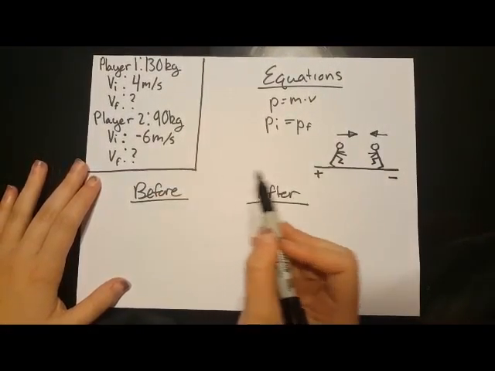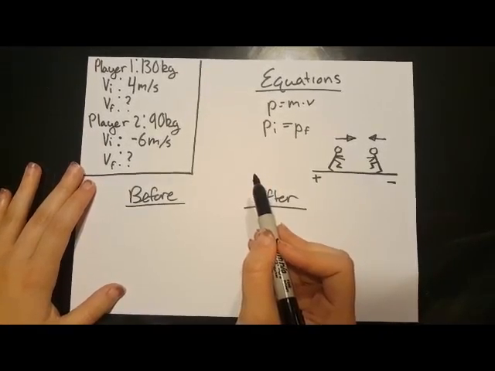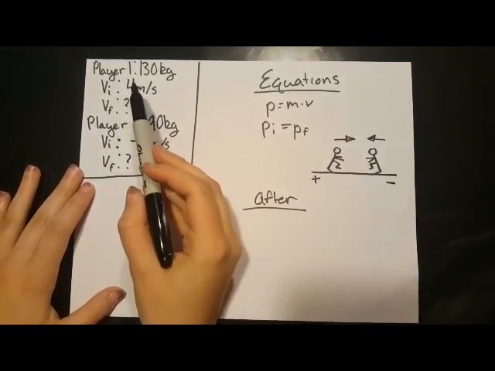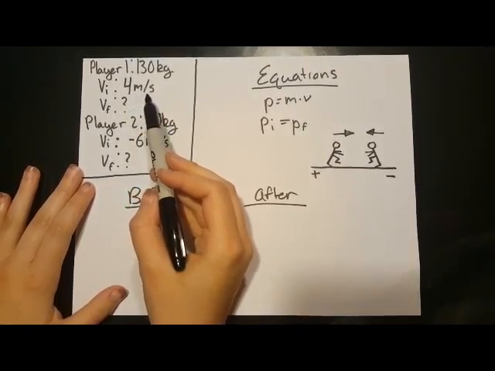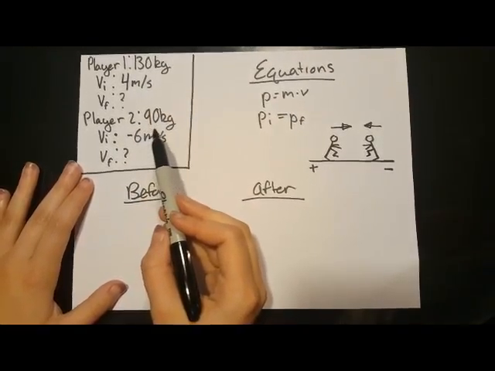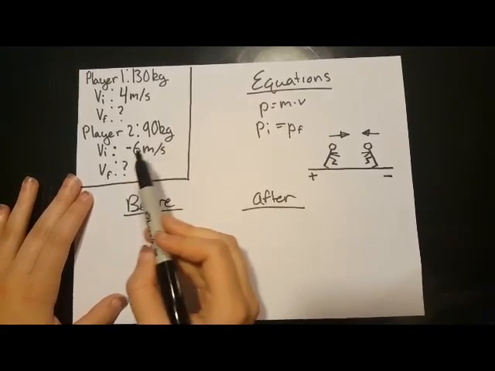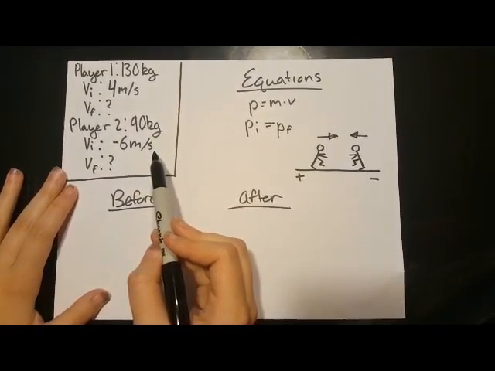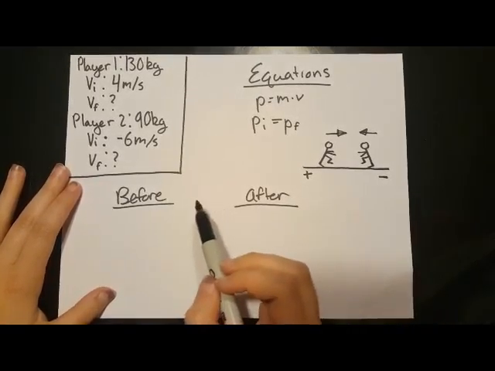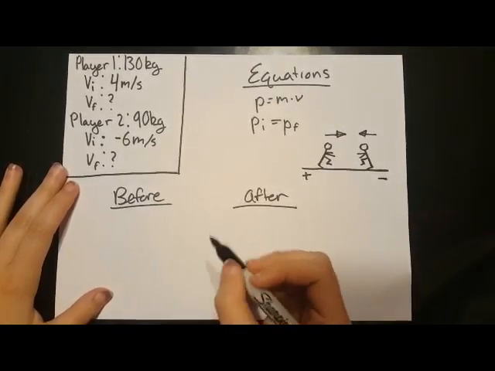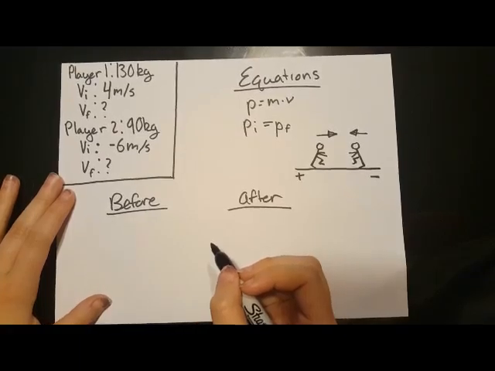Example 1. You have two teams that are playing a game of football. Player 1 is 130 kilograms and is moving at 4 meters per second. Player 2 is 90 kilograms and is moving at 6 meters per second. After player 1 tackles player 2, they move together. What is the velocity that they're going at after the collision?